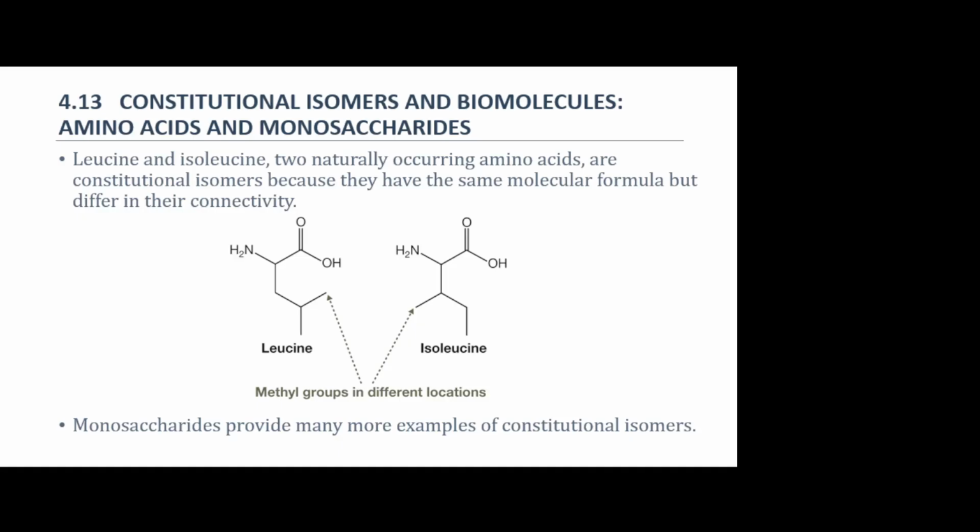Now, leucine and isoleucine. These are two naturally occurring amino acids, of course. Has everybody heard of leucine and isoleucine? They're two of the amino acids. The iso part is literally telling you isomer, isn't it? That's what that's communicating to you. And so these are going to be constitutional isomers. They have the same molecular formula, but they have different connectivity. And you can actually see that different connectivity right here.